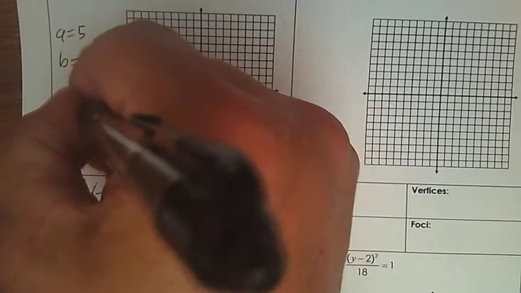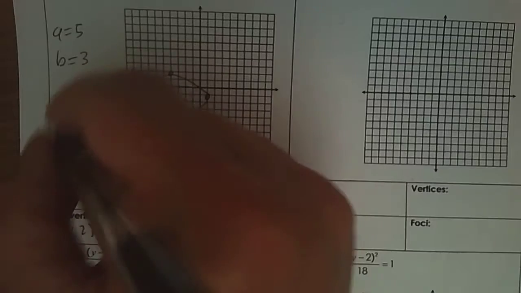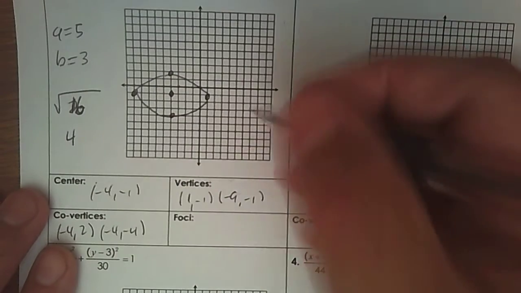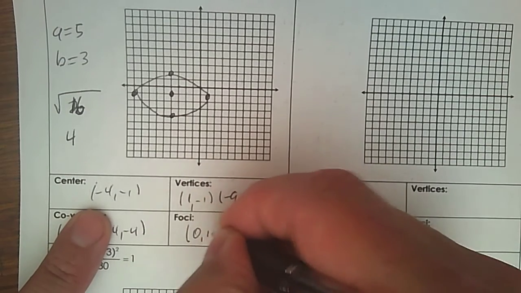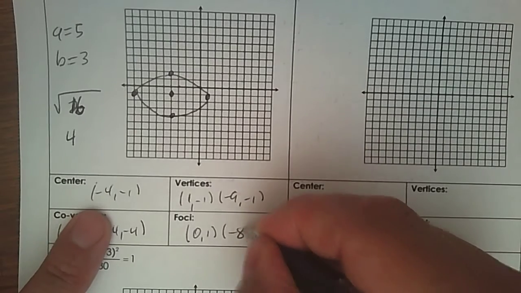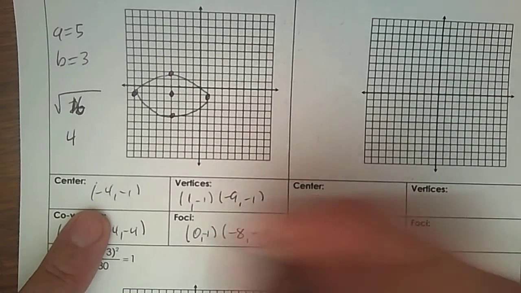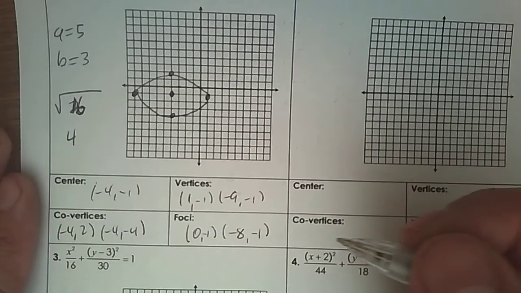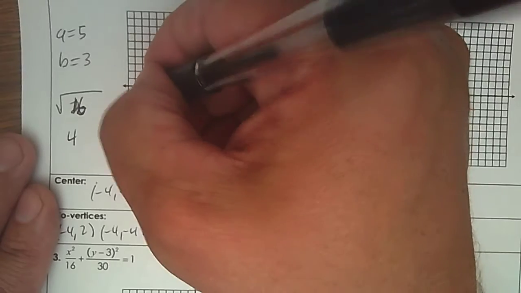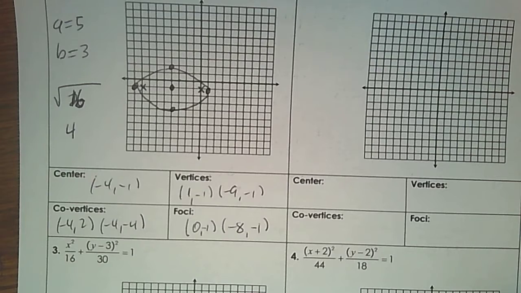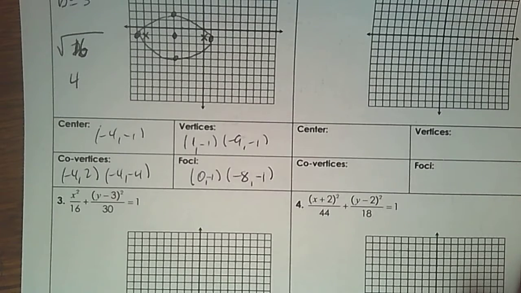The foci we find by taking the square root of the difference of these denominators. 25 take away 9 is 16, so the foci are 4 along the major axis. From the center, if I add 4, that's 0. If I subtract 4, that's -8. Those are my foci, with y just -1. So 0, -1 and -8, -1. I'll put a little x at each of those along the major axis. And I have drawn my ellipse and found all the things I need.